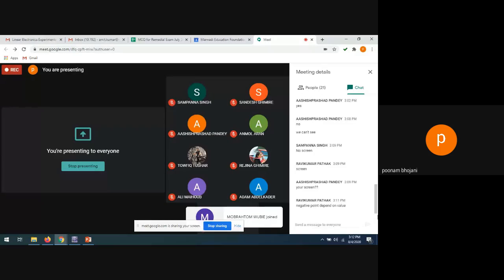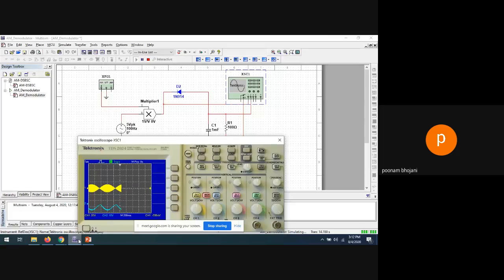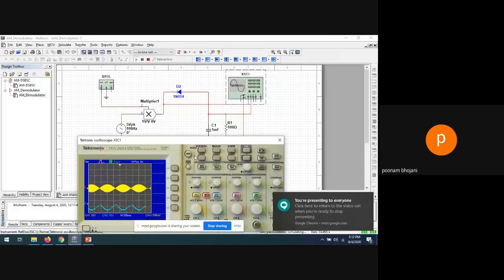Negative point depends on the value. Which value, Ravi? We're talking about which value? Ma'am, whenever our signal goes in the negative direction, that negative direction depends on the value. Even the positive value also depends upon the value of RC. Positive is also dependent on the value.